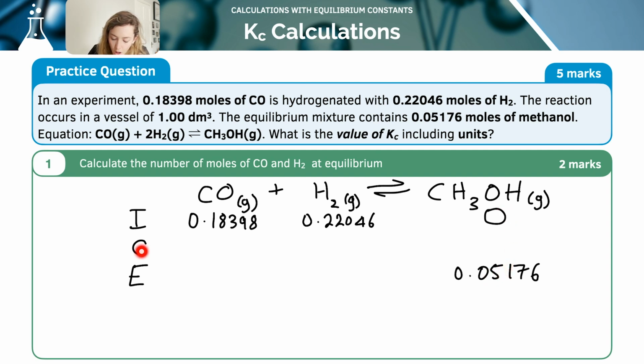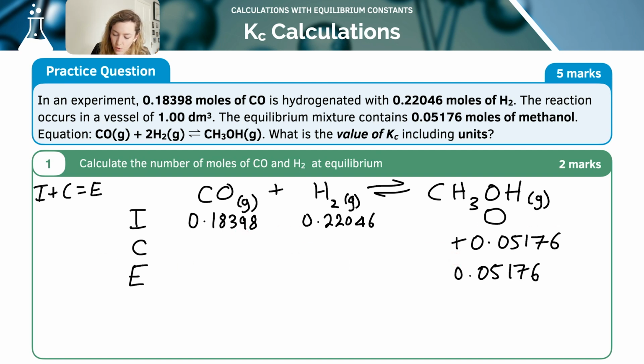So I plus C is equal to E. That's helpful to remember with these tables. I plus C is equal to E. The initial plus the change is equal to the equilibrium moles. So 0 plus something equals 0.05176. Hopefully that's pretty easy to see. It means we've gained 0.05176 moles of methanol. That makes sense. We had none at the start and we ended up with that much, so we must have gained that much.